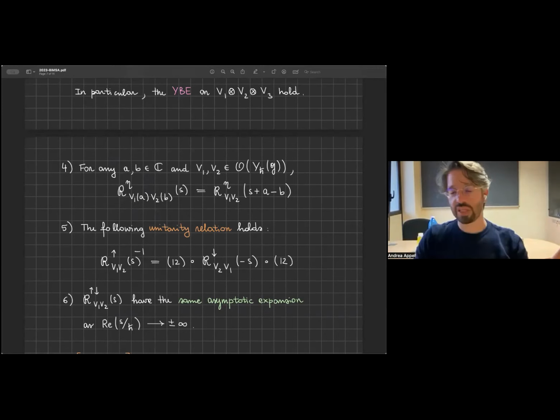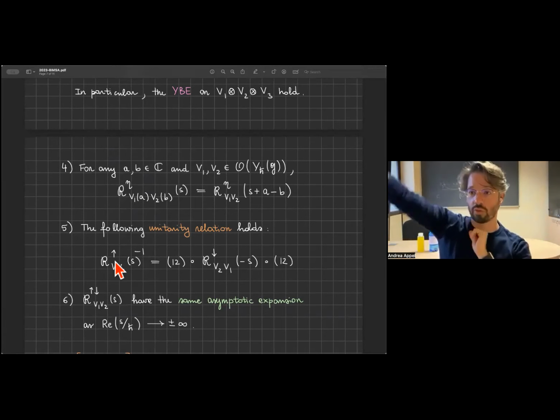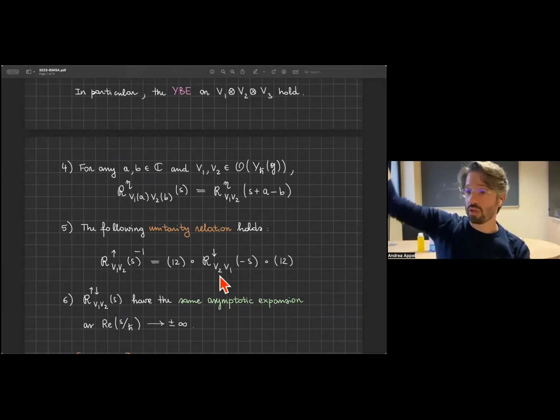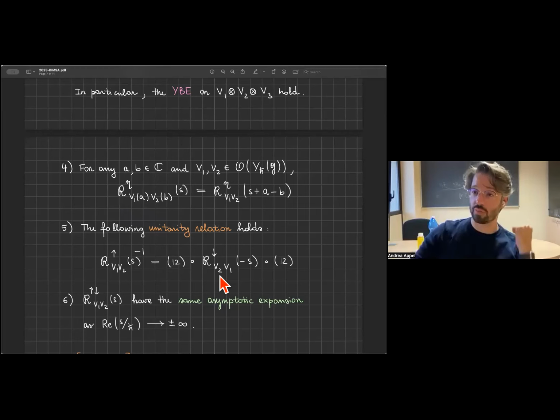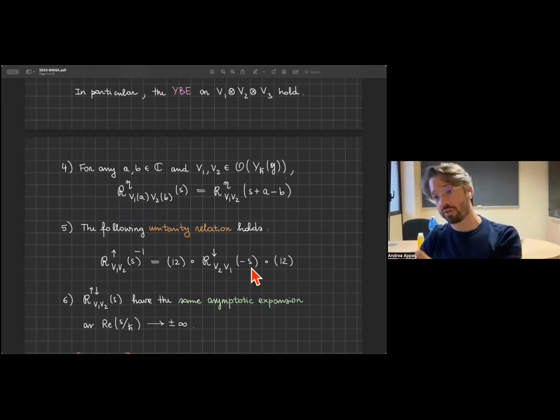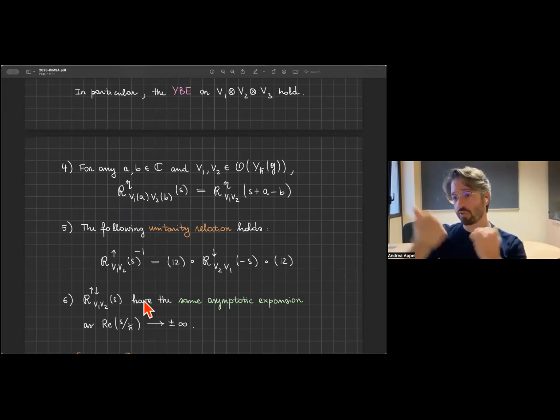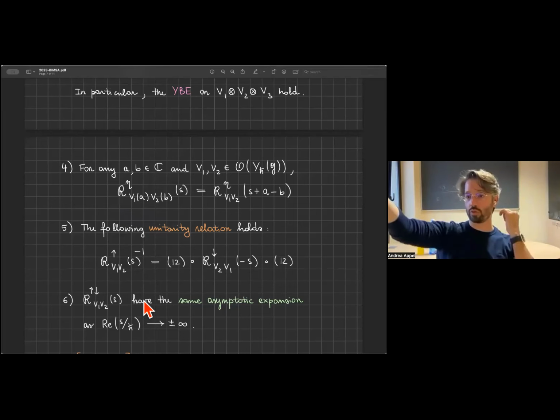But then in fact, they are related to each other precisely by a unitarity condition, meaning if I take the up solution, so the solution with a certain asymptotic when I go to infinity, and then I consider the inverse of this matrix, this is related to the operator with the asymptotic at minus infinity computed at minus S. So this is now what is relating these two R matrices, which again are in fact going in two opposite directions.